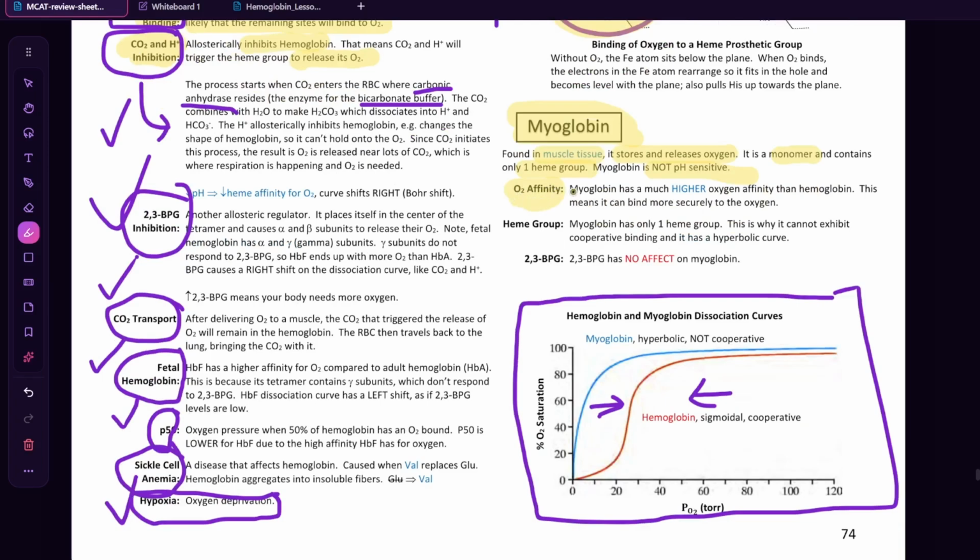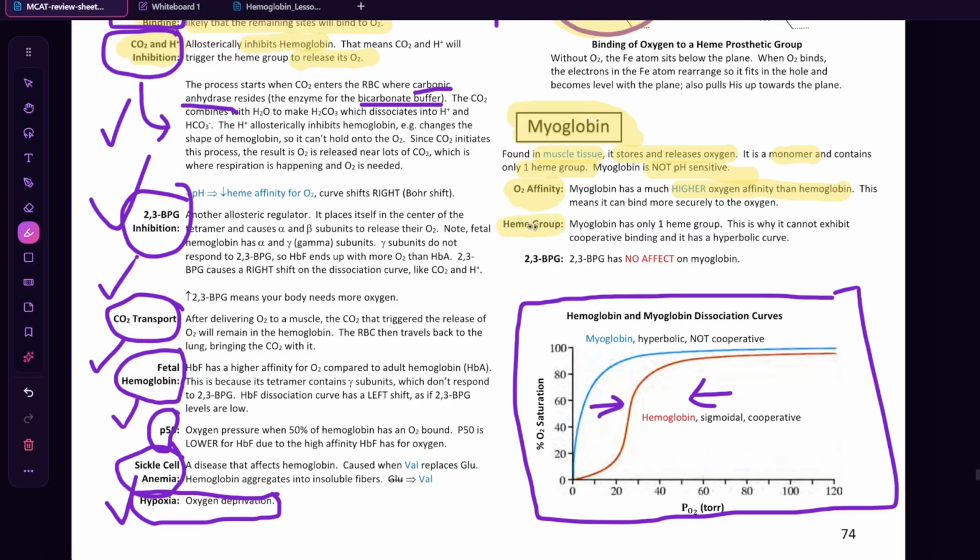For O2 affinity, myoglobin has much higher oxygen affinity than hemoglobin. That makes sense because your muscles need a lot of oxygen. This means it can bind more securely for energy. As you'll learn soon in biochem pathways, you need a lot of oxygen to make cellular energy, ATP. But you can ignore what I said there. Just know your muscles need a lot of oxygen to make energy.